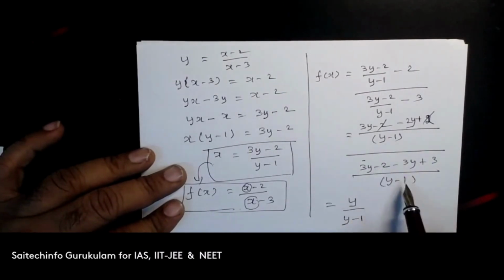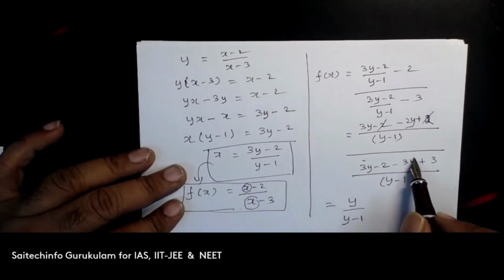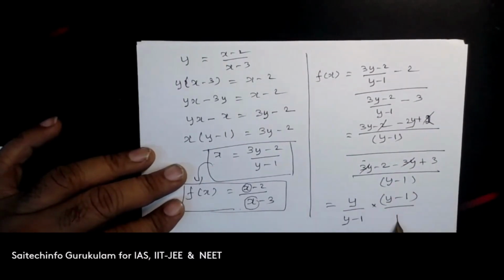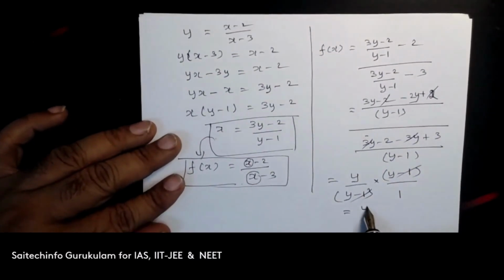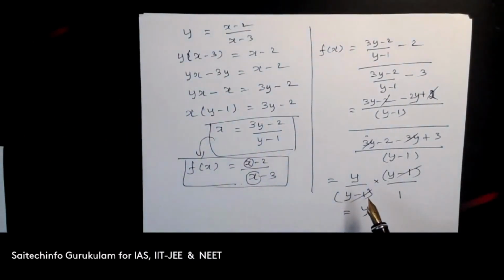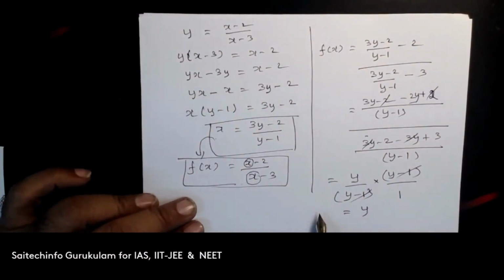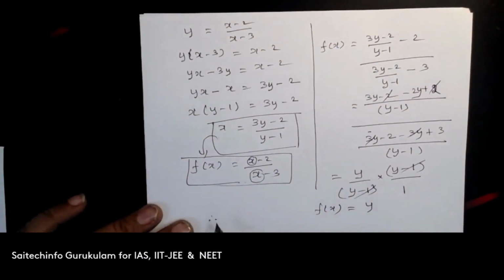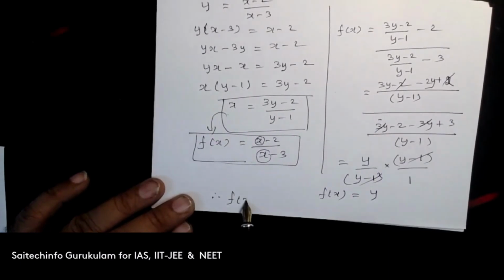Now we have to reciprocate, before that we will solve. 3y minus 3y cancel, so 3 minus 2, 1. So I can put y minus 1 divided by 1. So I can cancel this. Now I am able to get y. So here I am able to get the value of y, that is f of x has become y now. Okay, so hence the proof. It means f of x is an onto function. Therefore you can declare that f of x is an onto function.